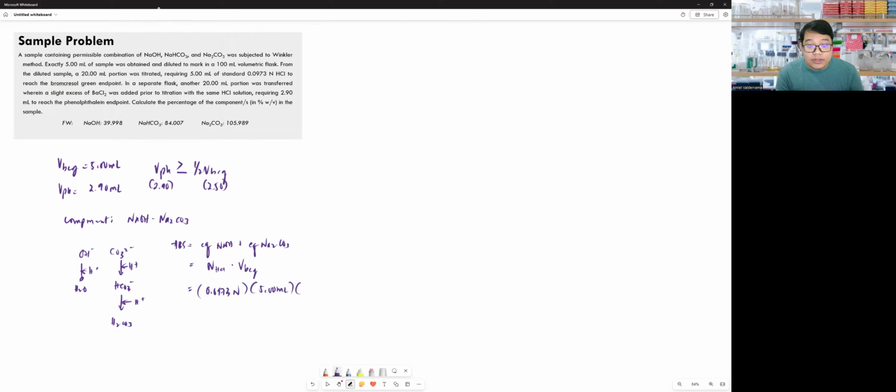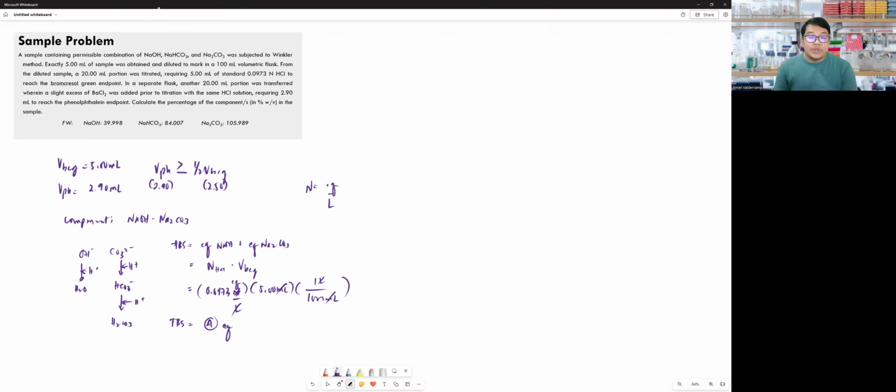So, dapat ito ay in liters. So, 1,000 ml in 1 liter. Okay, so magka-cancel yung ml. So, yung ating normality ay equivalent per liter yan. So, pwede natin ito ilagay as equivalent per liter. Ka-cancel yung liter. So, ang TBS natin ay isi-store natin as letter A, equivalent. Okay? So, i-store natin sa calculator as A.